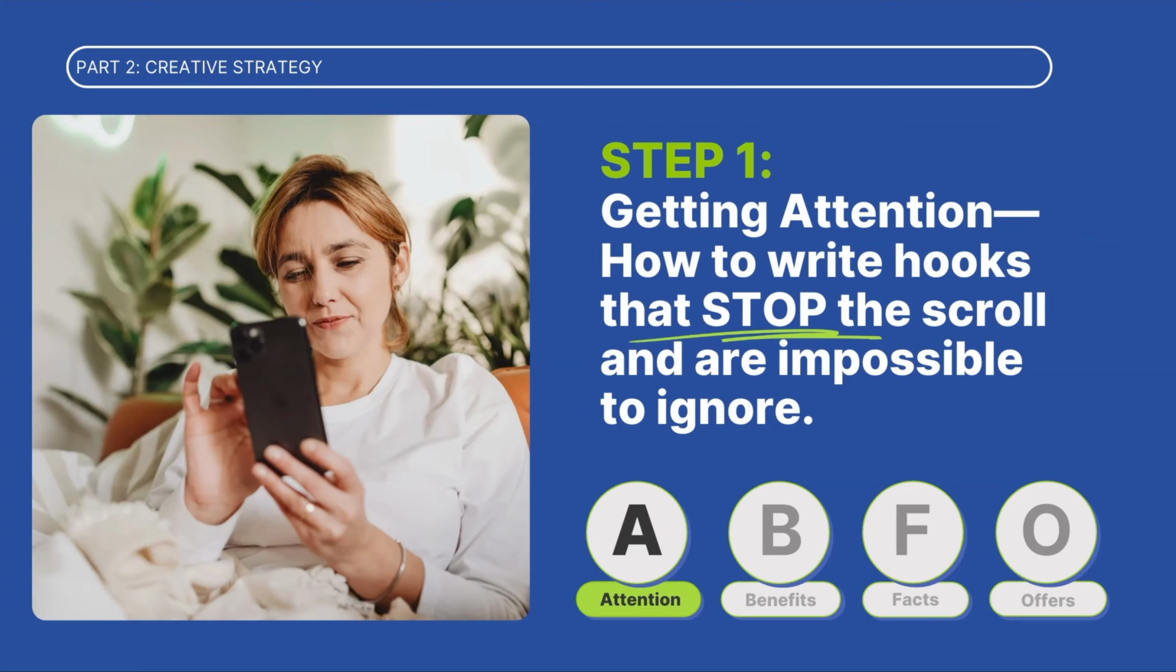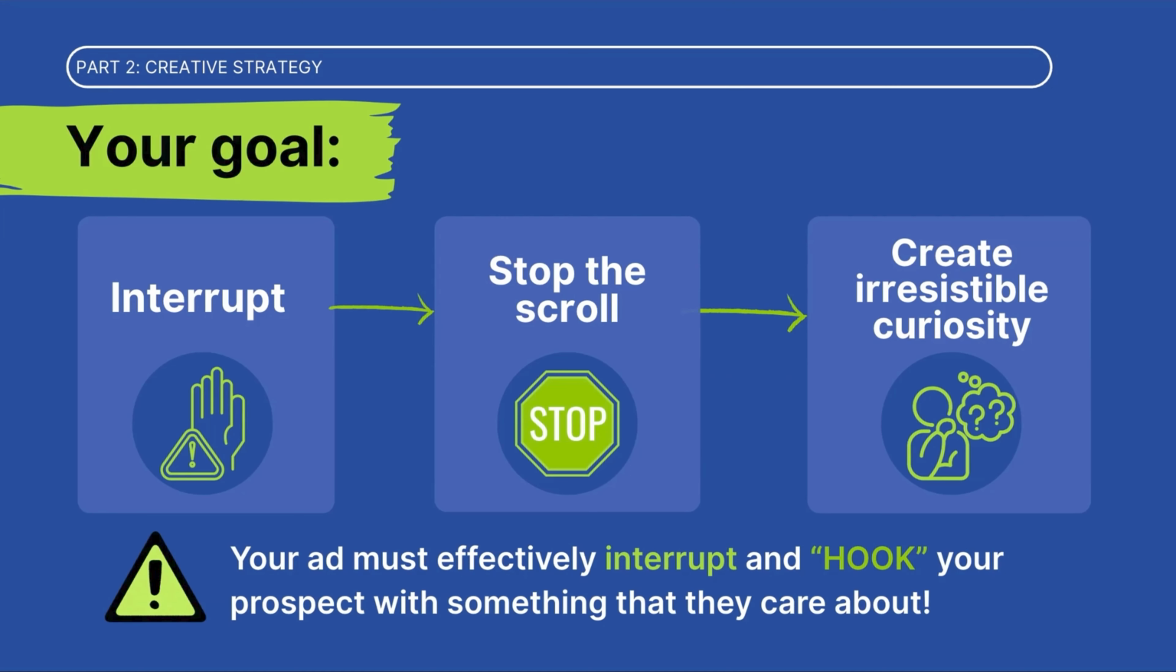Welcome to Conversion Activator 1, Attention. In this section, I will teach you how to write hooks that stop the scroll and are impossible to ignore. Your goal here is to interrupt, stop the scroll, and create irresistible curiosity. This first step, getting attention, is the most important part of your ad.